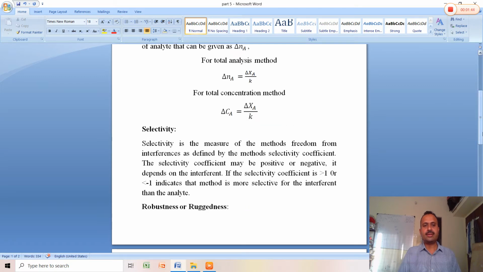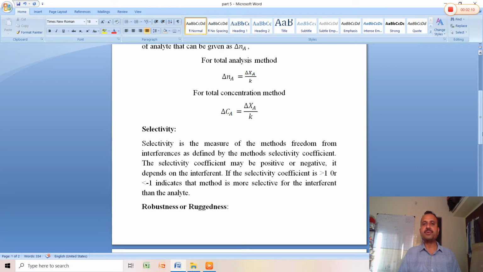Now the next, selectivity. Selectivity is the measure of the method's freedom from interferences as defined by the method selectivity coefficient. So the selectivity is defined in terms of the method selectivity coefficient or selectivity coefficient. The selectivity coefficient may be positive or negative. It depends on the interferent. So the selectivity coefficient depends upon the interferent.